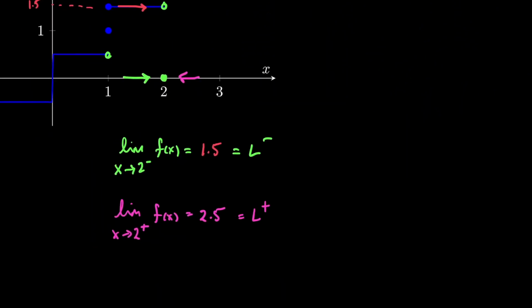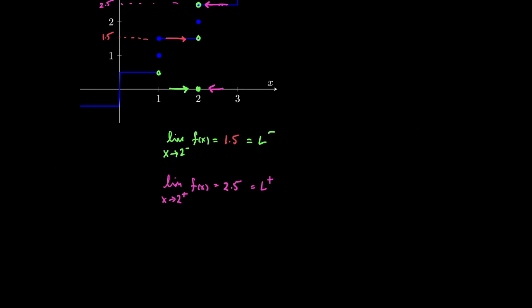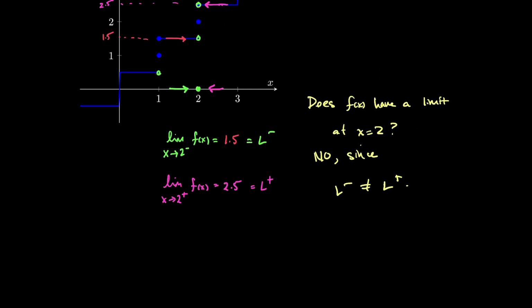And so if we asked, does f of x have a limit at x equals 2, we would say no, since the limit from the left doesn't equal the limit from the right. We'd have to cite this work here. But we know that these are not going to the same place, so we can't say that the limit exists, that it is going towards some value.